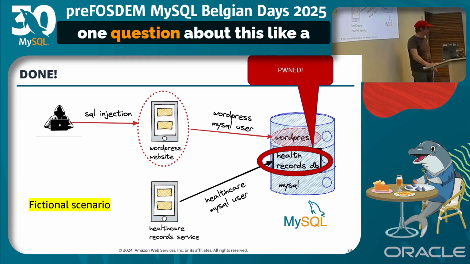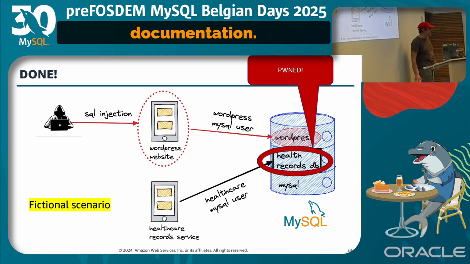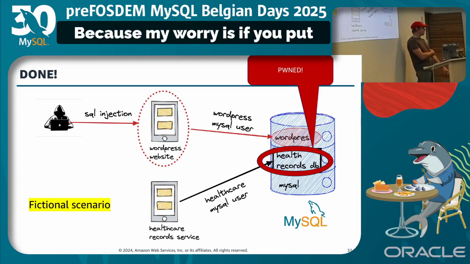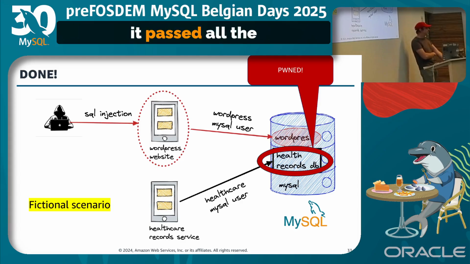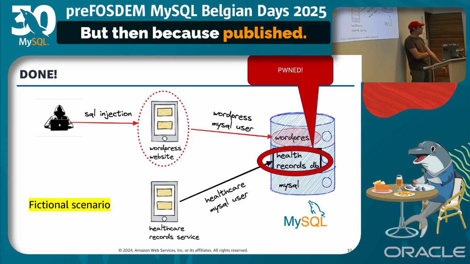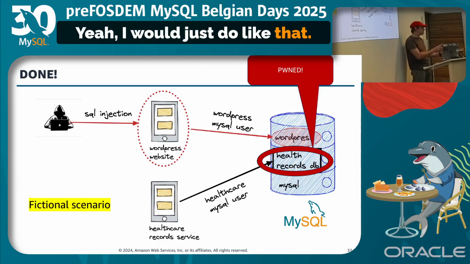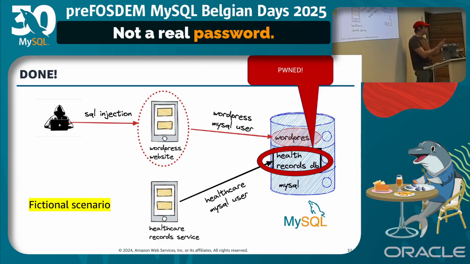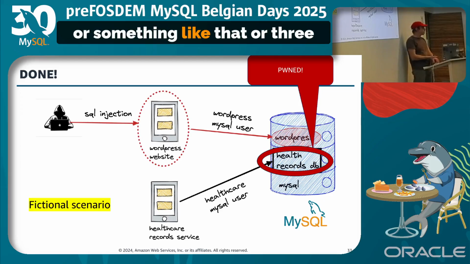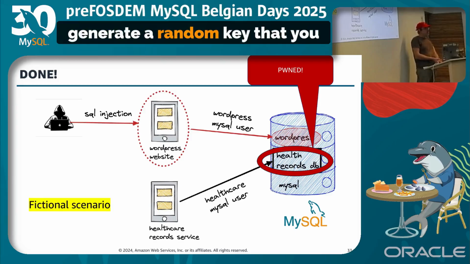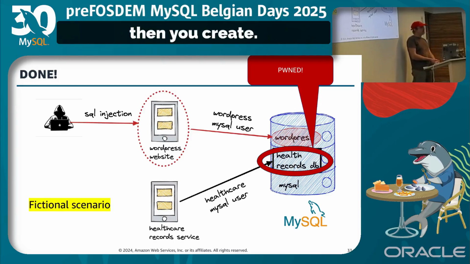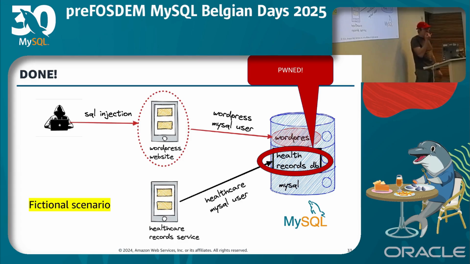So Alex, one question about this, like a password in documentation, right? Because my worry is if you put a complicated password in documentation, it will be even worse. Because it will look like, oh my gosh, it passed all the security checks. It's like 20 characters, right? But then because it's public, I would just use a not-a-real-password, something like a password example. Or in the documentation, you generate a random key that you put in the file and then you create the user, you do everything from this.